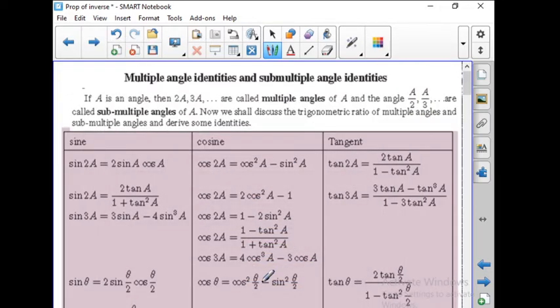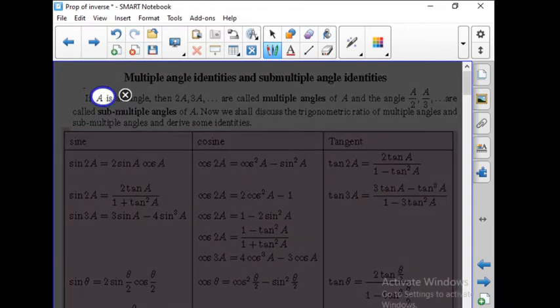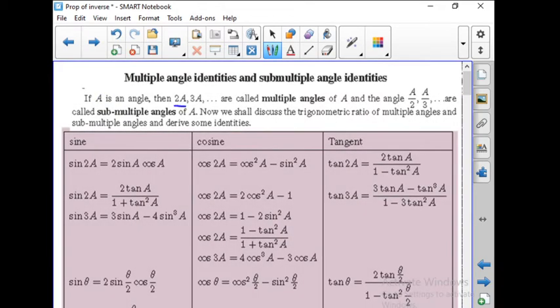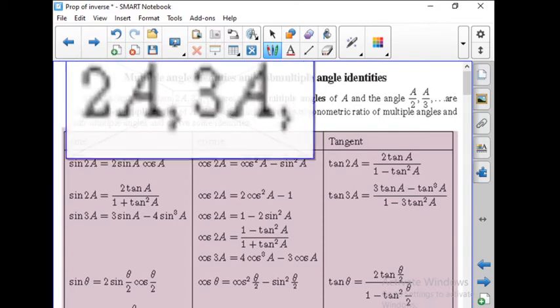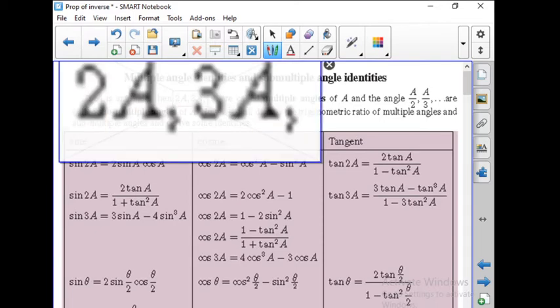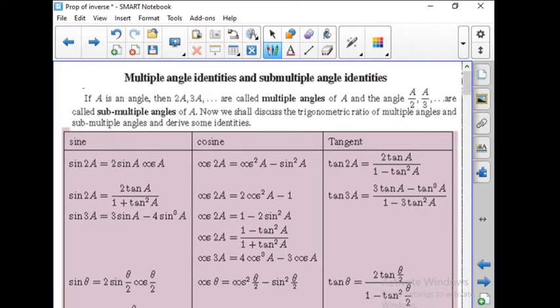Good afternoon, students. Today in our class we are going to learn about multiple angle identities and submultiple angle identities. If A is an angle, then 2A, 3A are called multiple angles of A. And the angles A by 2, A by 3, A by 4, etc. are called submultiple angles of A.